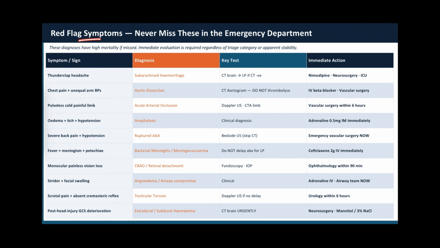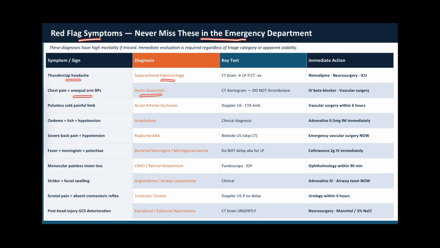Red flag symptoms, never miss these in the emergency department. Emergency medicine is largely about recognizing the few dangerous conditions hiding among many common presentations. That's why every emergency physician should have a mental list of these red flags. A sudden thunderclap headache makes you think of subarachnoid hemorrhage. Chest pain with unequal BP in the arms should make you suspect aortic dissection.